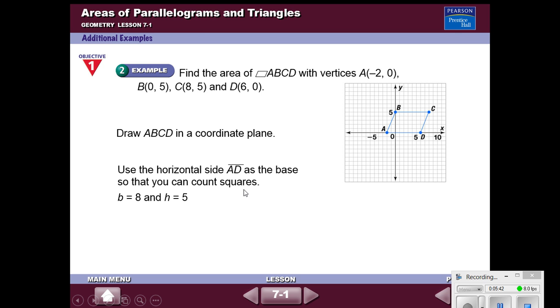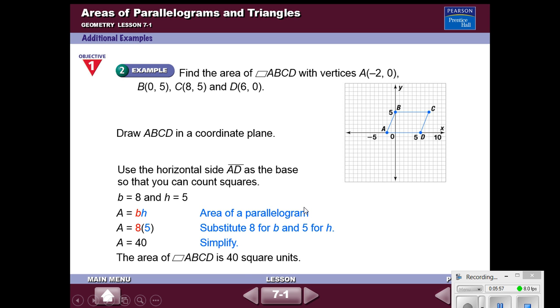I'm not going to suggest you count squares. I'm just going to suggest that you look at the position, and based on the position, you can easily determine the height and easily determine the base. So the area of this parallelogram, base times height, is 40 units.